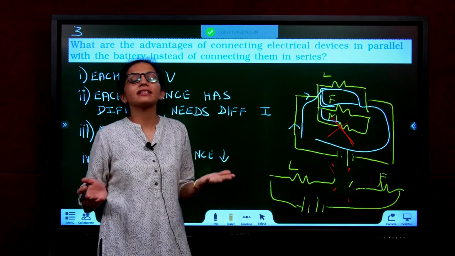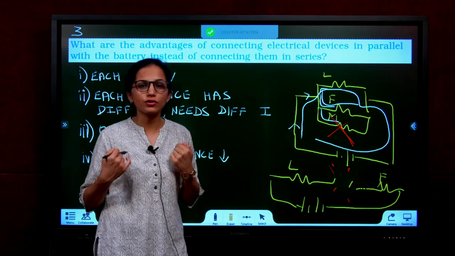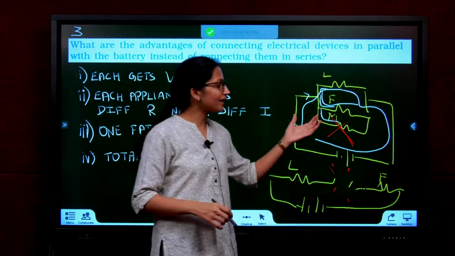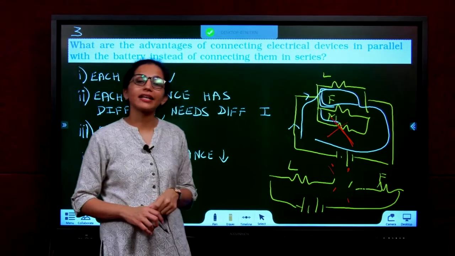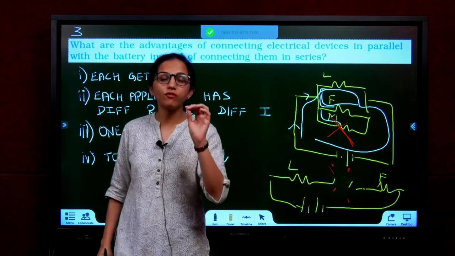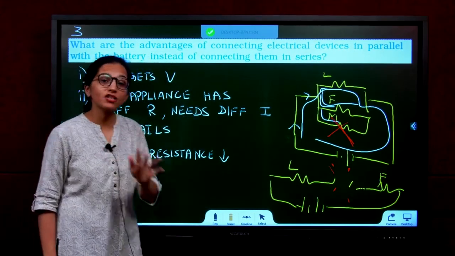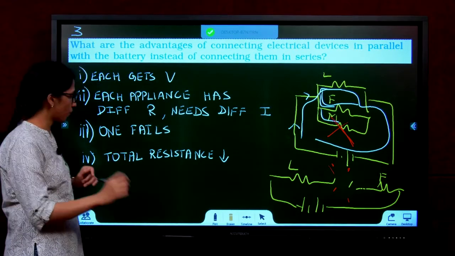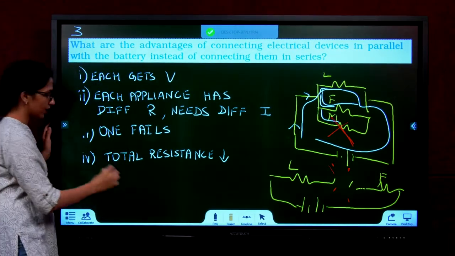But we never feel this in our day-to-day life, because in our houses, for domestic purposes, we use parallel connection, not series connection. Why? Because even if one of the devices breaks down, it does not affect the other devices. The other devices continue to work properly. That's point number 3 written here.